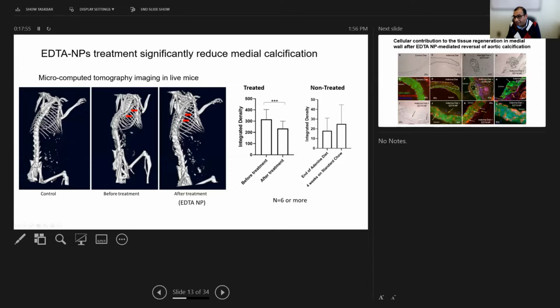These are calcified mice switched to the normal diet, and they never received any EDTA injection. So there you'll see the calcification continues to increase. On the other hand, if we start an EDTA injection, we can actually suppress the calcification in these animals.